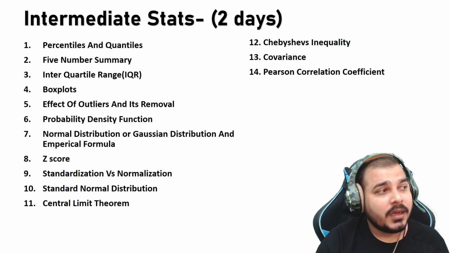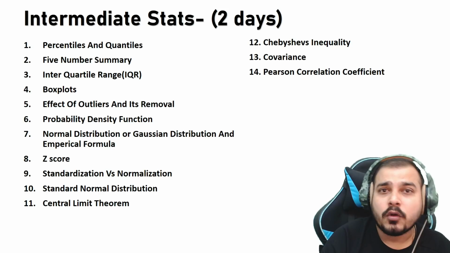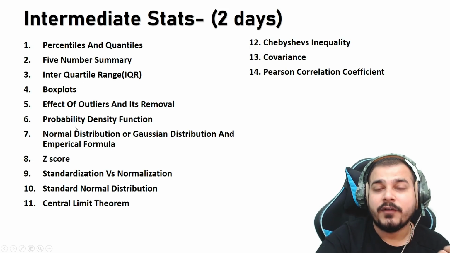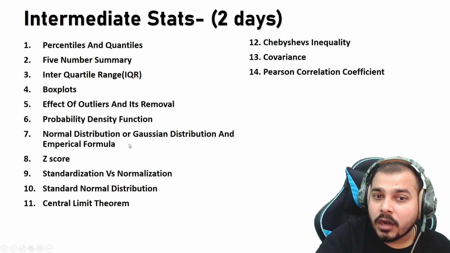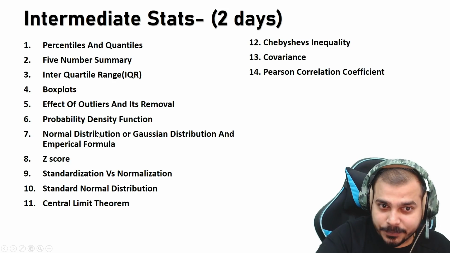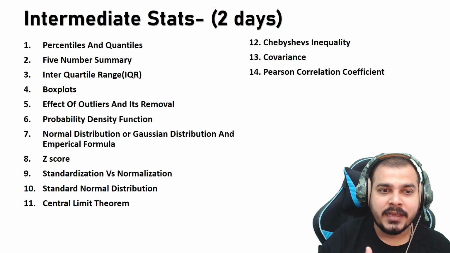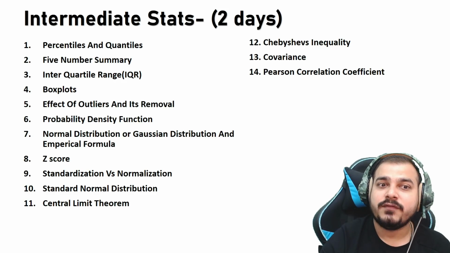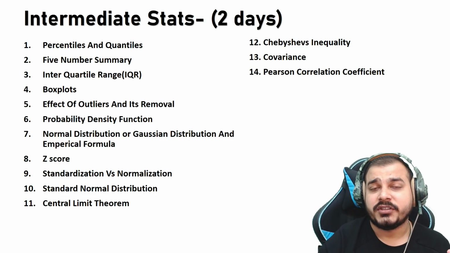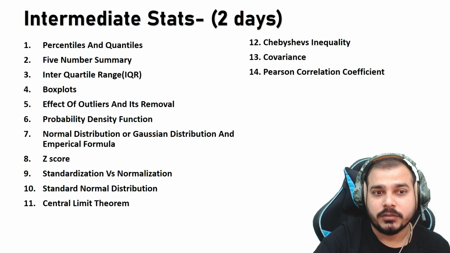So in the intermediate stats, you have percentile and quantile, 5 number summary, interquartile range, box plots, effect of outliers and its removal, probability density function, normal distribution or Gaussian distribution and its empirical formula, Z score. In intermediate stats you are learning one kind of distribution of data, and most of the data present in the universe follows a normal distribution. Most of the data, like age of a person, weight of a person, height of a person, follow this kind of normal distribution.